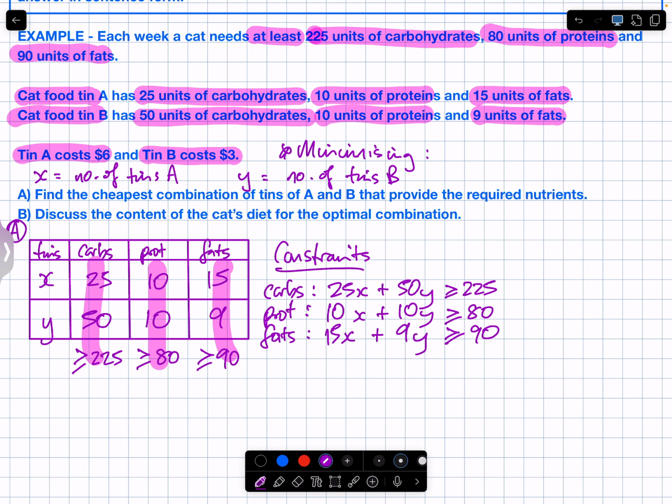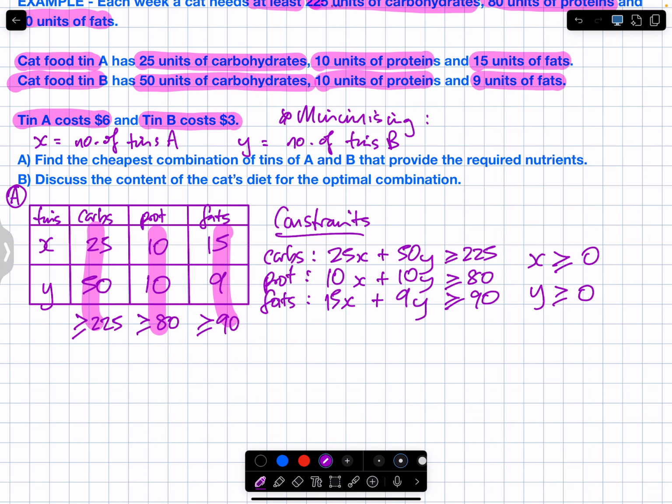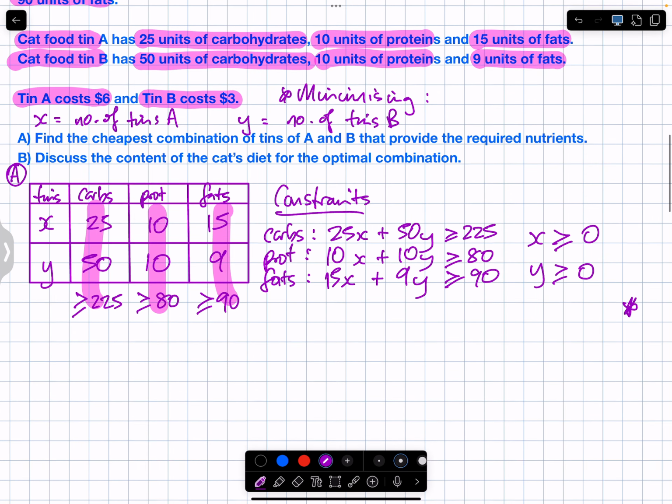How do we prevent you having negative cans? What was the other default constraint? X must be greater than or equal to 0. Same with y. I've got a bunch of constraints there. Get those constraints down. I'll put a little star to give you time.